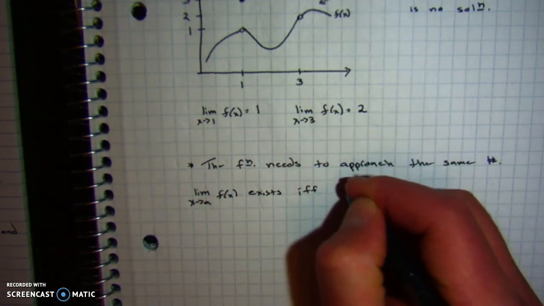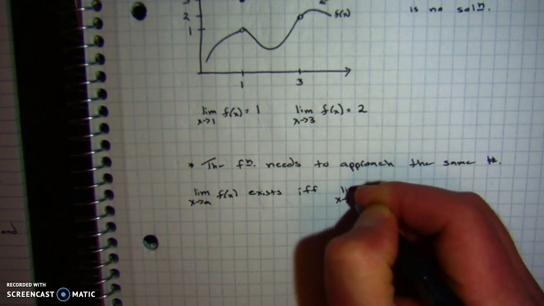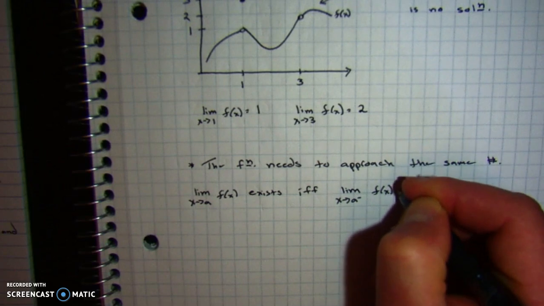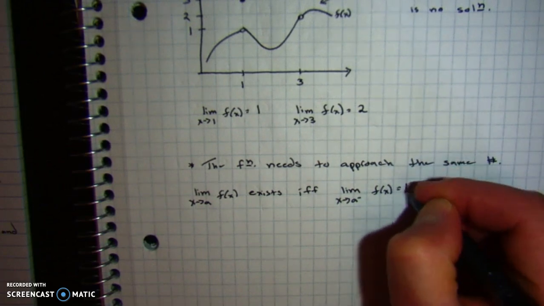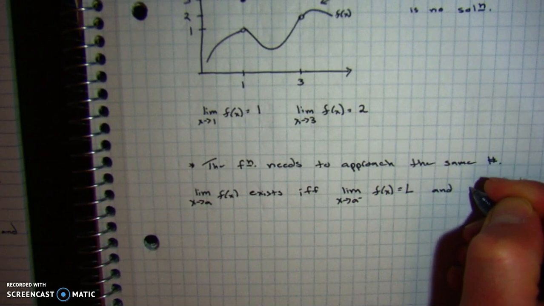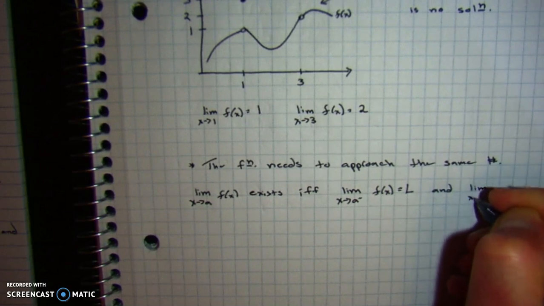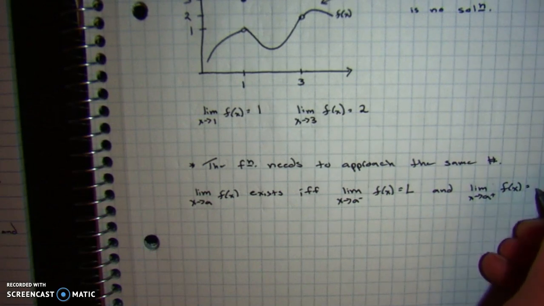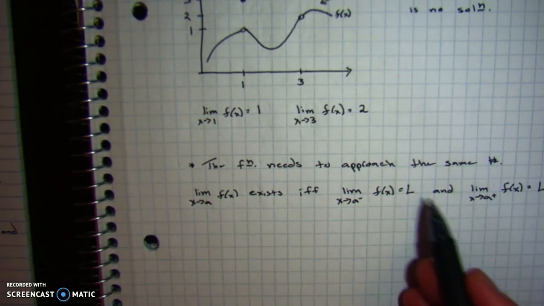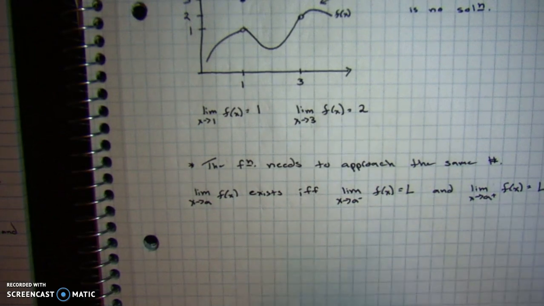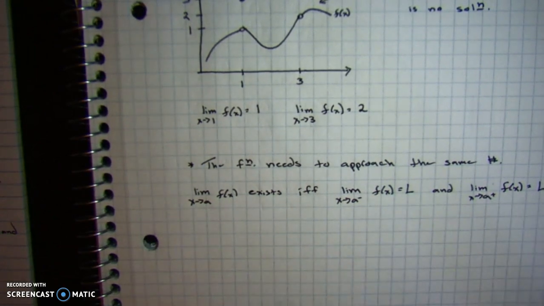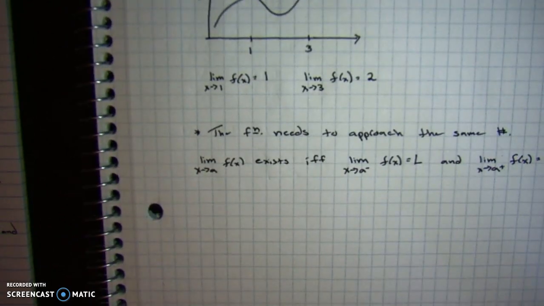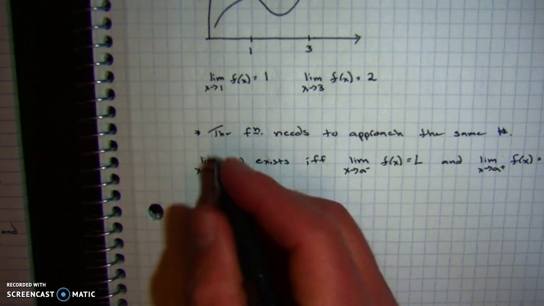So if and only if the limit as x approaches a from the left equals L, and the limit as x approaches a from the right equals L. So see, they both have to approach this same value. If they don't approach the same value, then there is going to be no limit for at least that particular section that you're looking at.